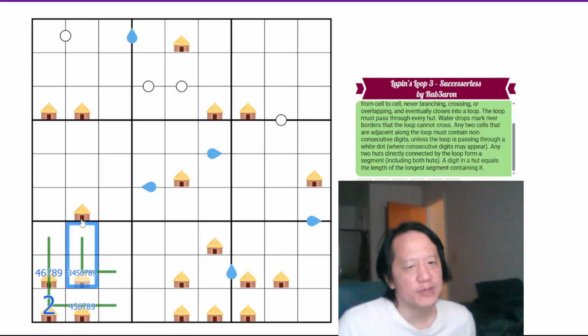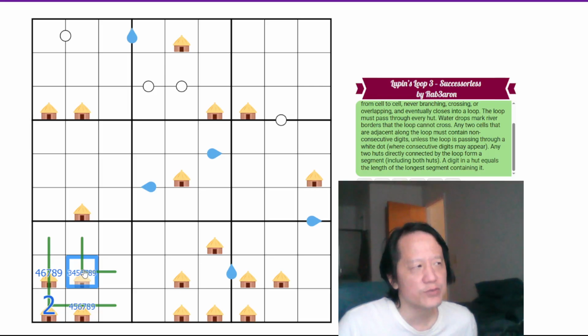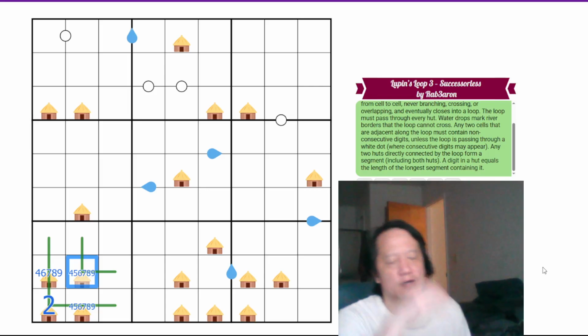Oh, this can't be just 3. Oh, these can't connect to each other. If they connect... Well, no, that's not necessarily true. You could have a longer one going there. That is true. It can't be 3, though. You could have 1, 2, 3 going there, but then this is necessarily longer going 4. So this can't be 3 here.